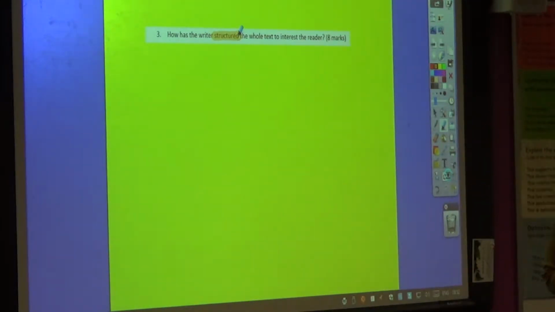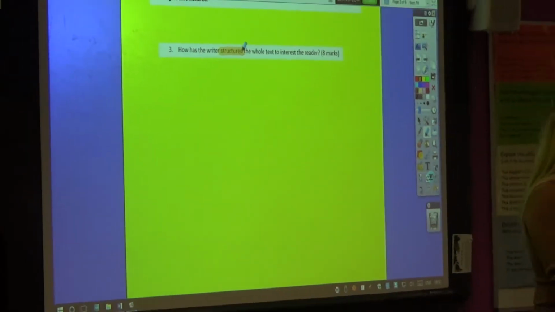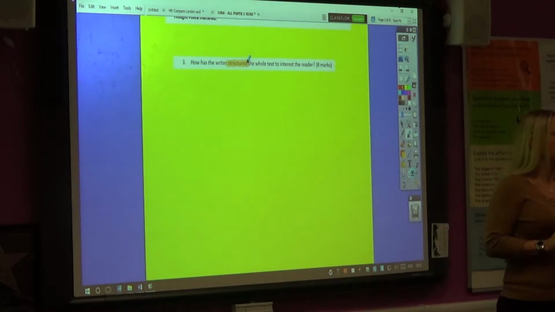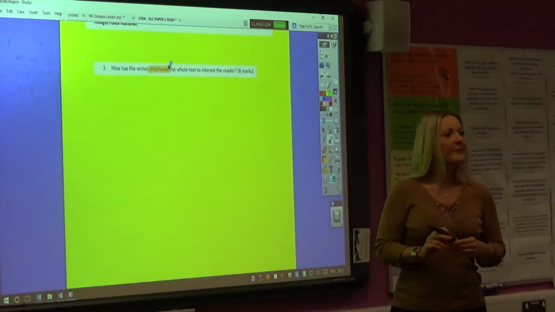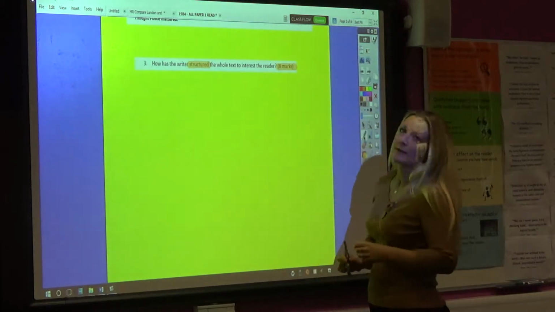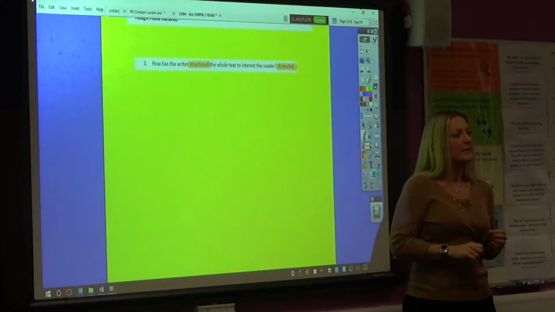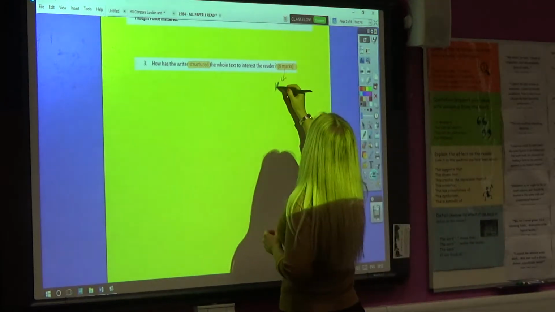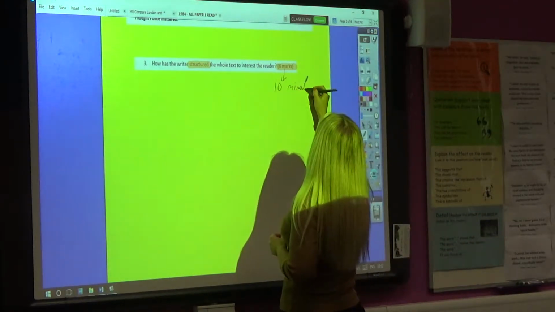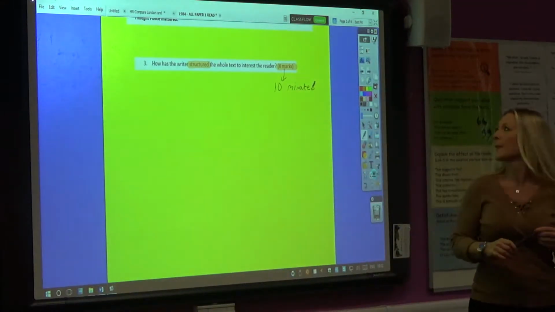What else is important in that question, in that task? So what else have you highlighted? Callum? And 8 marks, yeah, good. Okay. Callum, just tell me really quickly then, how many minutes do you spend on this question? 10. Yeah, good. So both the language and the structure question on paper 1 you would spend 10 minutes on.